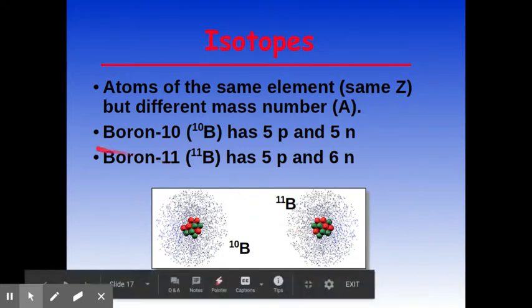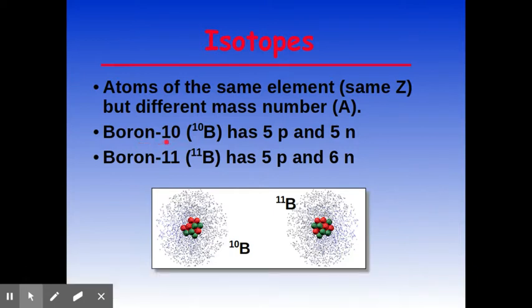Again, boron-10 means an isotope of boron with a mass of 10, so it has 5 protons and 5 neutrons because 10 minus 5 gives you 5. But boron-11, which has a mass of 11, can still only have 5 protons. If it's boron, it has 5 protons, which means it must have 6 neutrons because 11 minus 5 gives you 6.